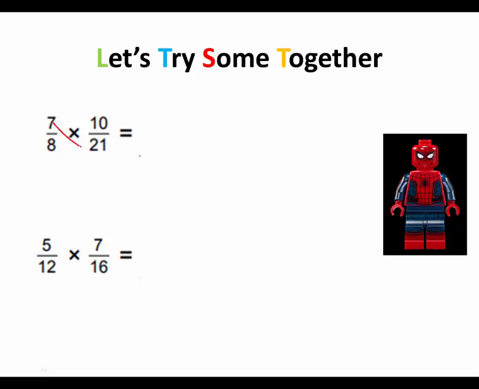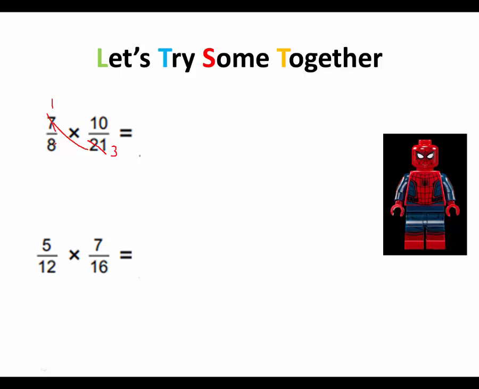So I'm going to see if 7 and 21 have a divisible number that they share. You can think to yourself, okay, can 7 go into 21? And in this case, it can. So 7 and 21 are divisible by 7. So 7 can go into 7 one whole time, so that 7 turns into a 1, and then 7 can go into 21 3 whole times evenly, so that 21 is now a 3.